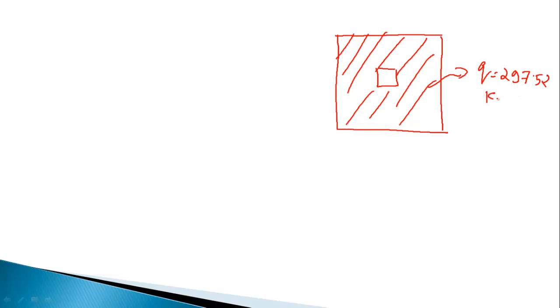Okay, that means if this is the footing, over its whole area the Q is given as 297.52 kilonewton per meter square. Now what we need to find out is the factored bending moment.